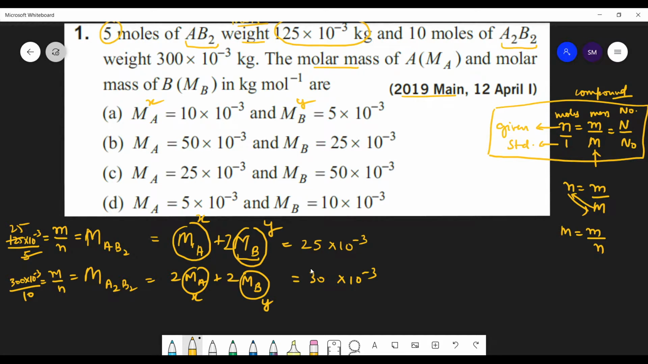Can you solve these two linear equations now? Yes, sir. Okay. So I have two equations. Sir, option D will be the answer. Okay, good. Let others also find it.